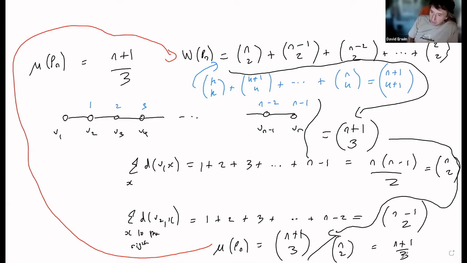And now what one can do in order to take the next step, which is to show that this is actually the worst case scenario, and that when you have a graph in general of order n, that the average distance of that graph is bounded above by the average distance of Pn. So let me just clear this whole thing. There we go. It just disappeared.